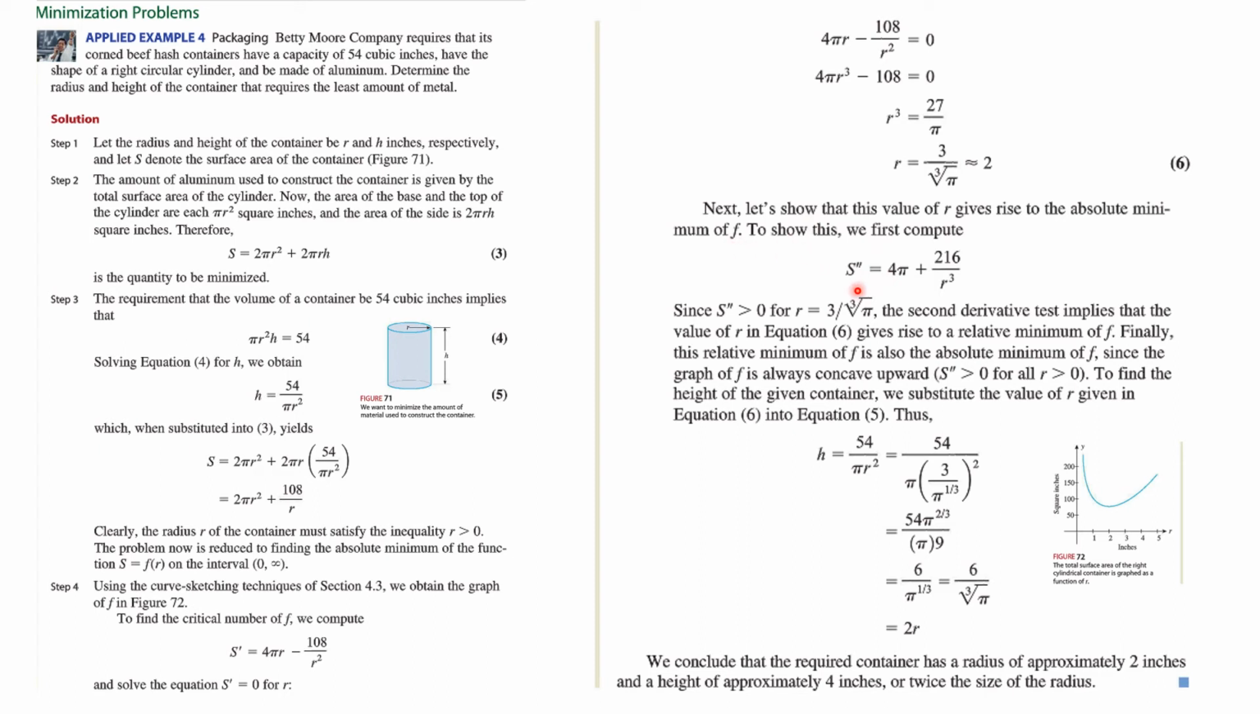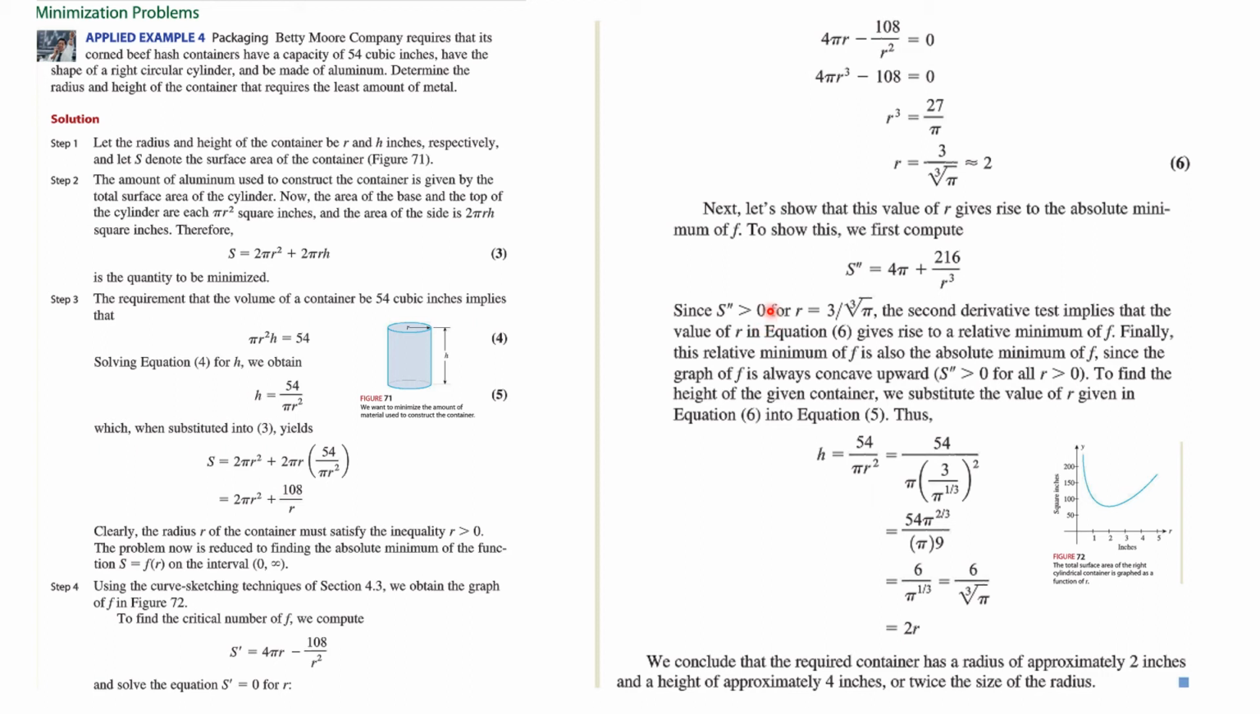So we're going to look at the second derivative. When we look at the second derivative, the second derivative is the derivative of the first derivative, which was this, so we're taking the derivative of this yet again. This is 4 pi r minus 108 r to the minus 2. So when we take the derivative of that, we will have the second derivative is 4 pi plus 216 over r cubed. Now, 216 is positive, r is positive, so this is positive, 4 pi is positive, so this is greater than 0. That means that this is a minimum.